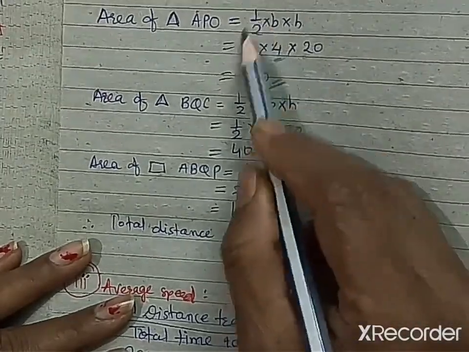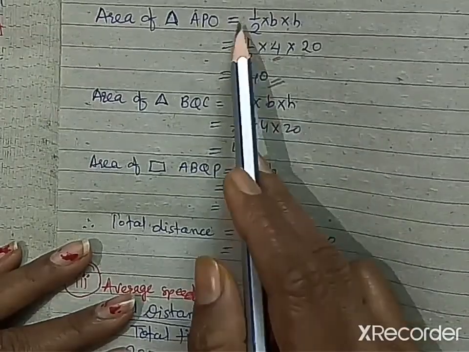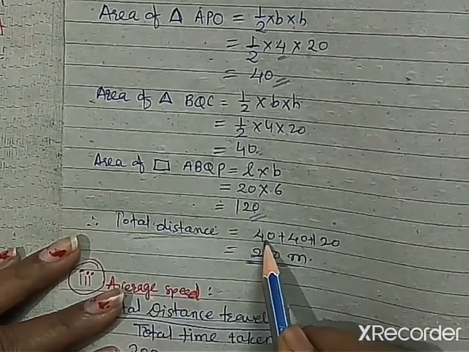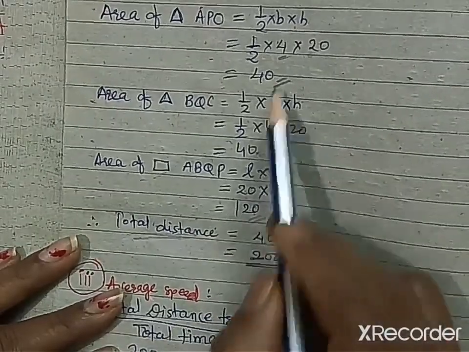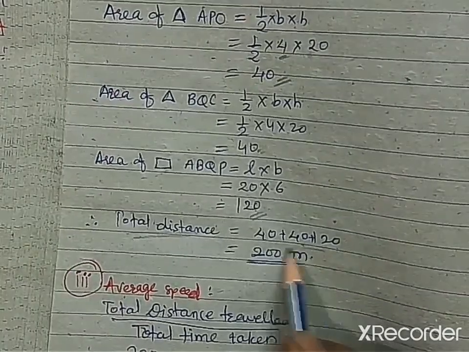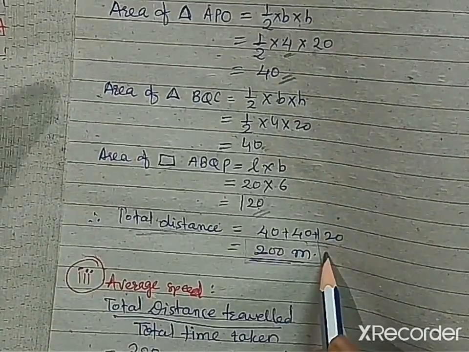So in this way we have found the area of all the 3 parts. Then what is the total distance? 40 plus 40 plus 120. If you add them, you will get 200 meter. This is the total distance covered by that car.